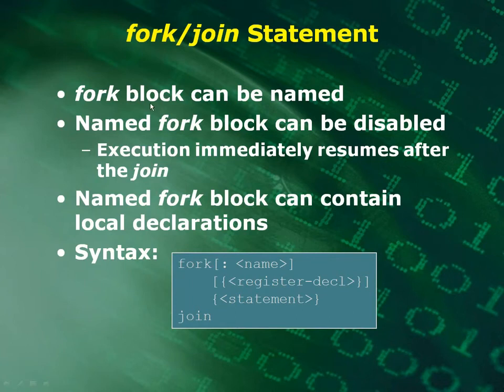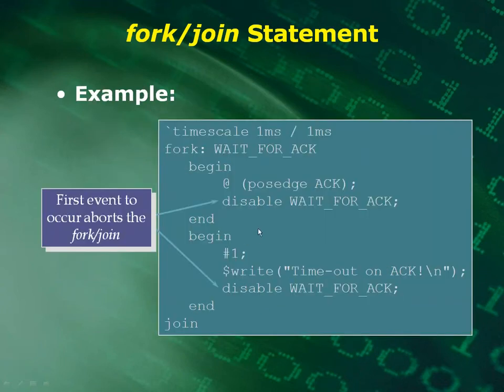So let's look at this. The fork join blocks can be named, and the named fork block can be disabled, in which case the execution immediately resumes after the join. And the named fork block can contain local declarations, like we did before. So here you can name the fork join block, you can put in your local register declarations and your other statements. So let's see how we could use this now.